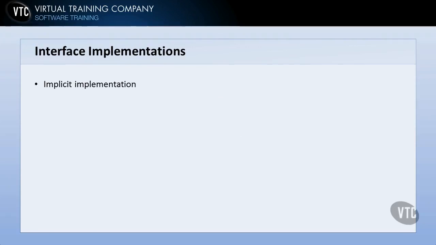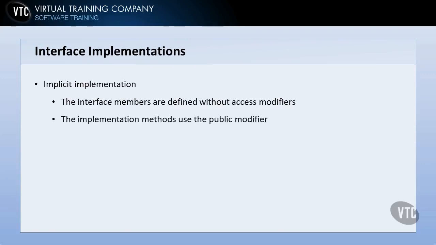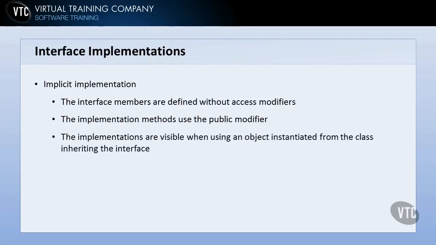Now the difference here is a little bit subtle, and it's kind of hard to see when you're looking at the documentation, so I'm going to step you through this in code. But understand, first of all, with implicit implementation, the interface members are defined in the interface without access modifiers. The implementation methods in the class use the public modifier, and the implementations are then visible when we instantiate an object from the class that's inheriting that interface, right? And we hit the name of our object and the period, IntelliSense and the compiler sees all the public methods, and we can just access them.